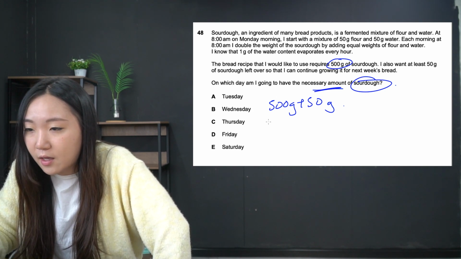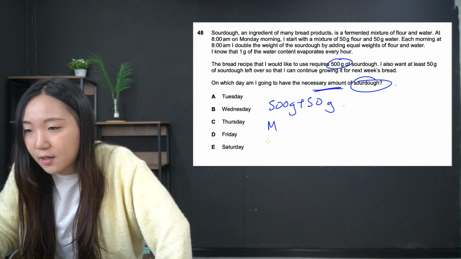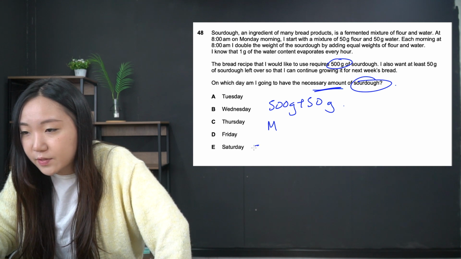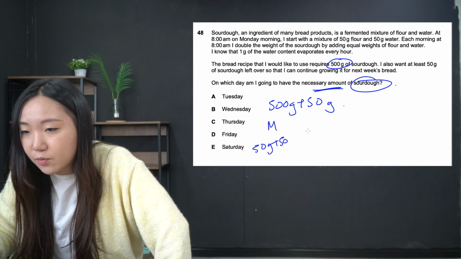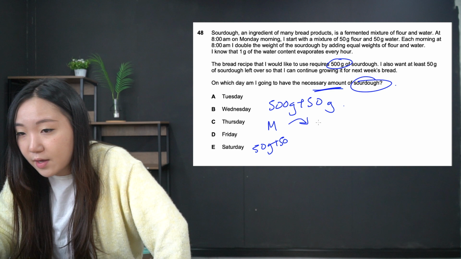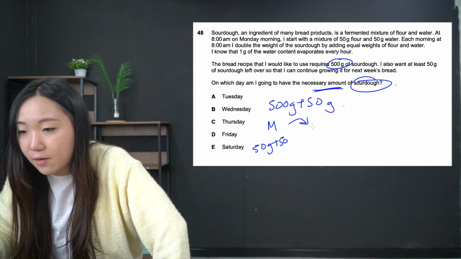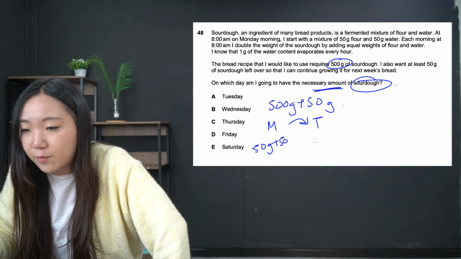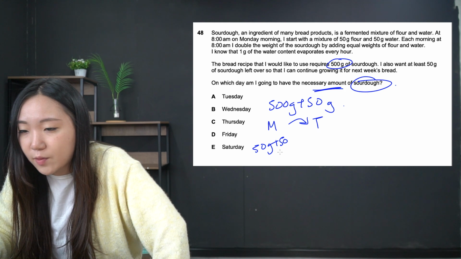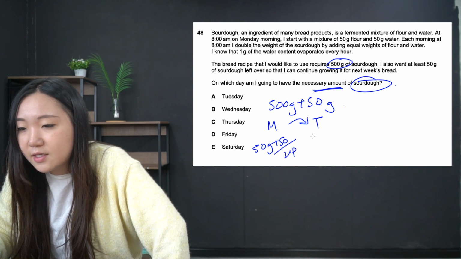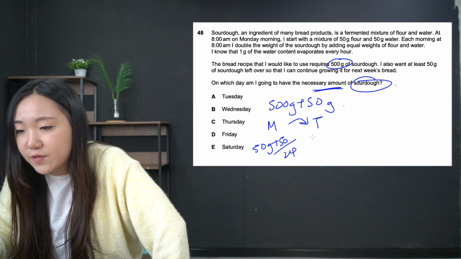So we have 8 a.m. Monday morning, the time's not really important. 50 grams of flour plus 50 grams of water, and then each morning I'm doubling. And then 1 gram is evaporating per hour. So on Tuesday, I would be left with 100 minus 24, so 76, doubled is going to be 152, and then I'm going to lose 24 again.